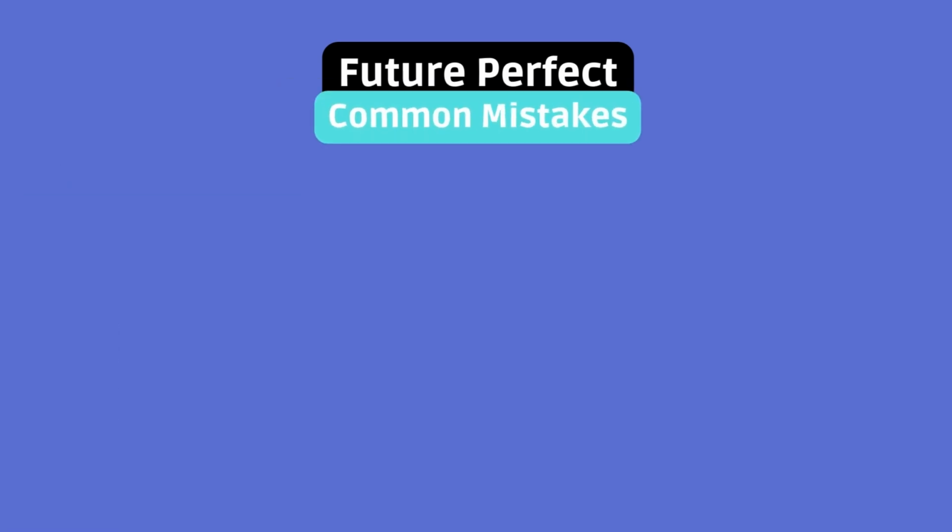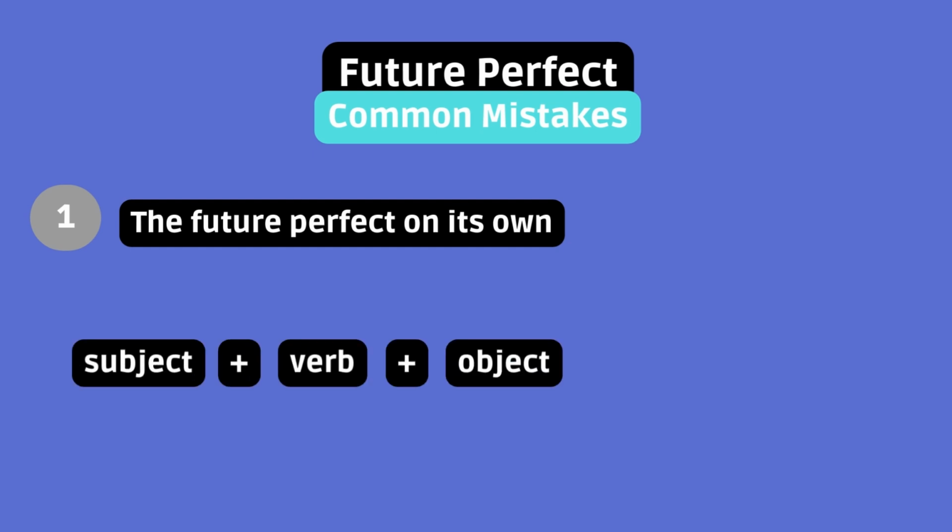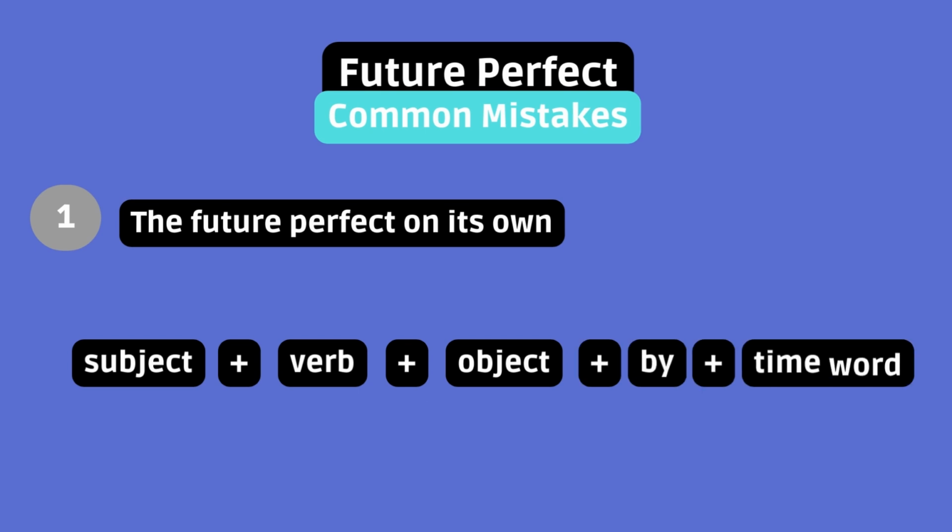Common mistakes. The future perfect on its own. It might be tantalizing to use the future perfect in a simple subject plus verb plus object sentence. But without a time reference, the proper tense is most likely the future simple. Just add by and a time word, and you're golden.